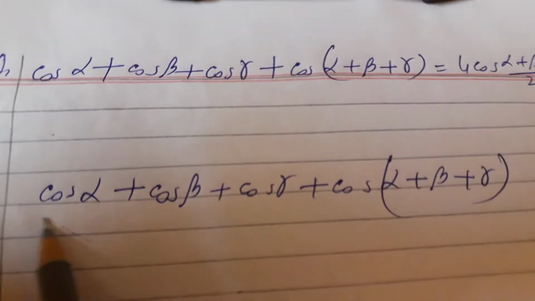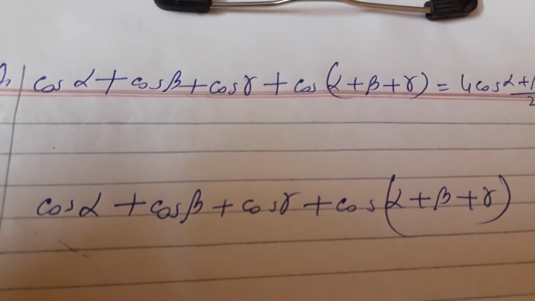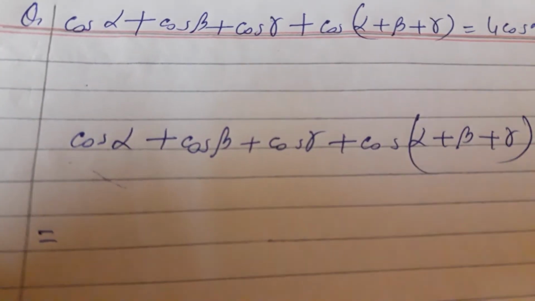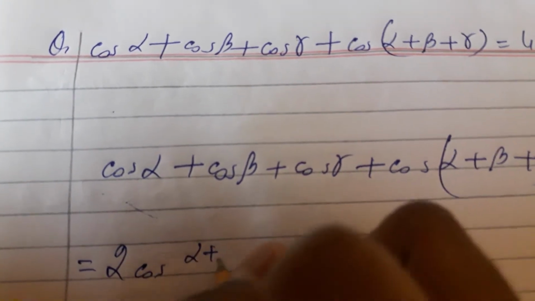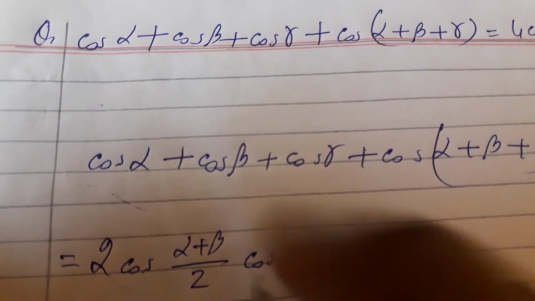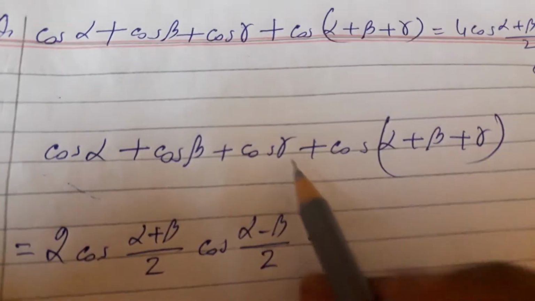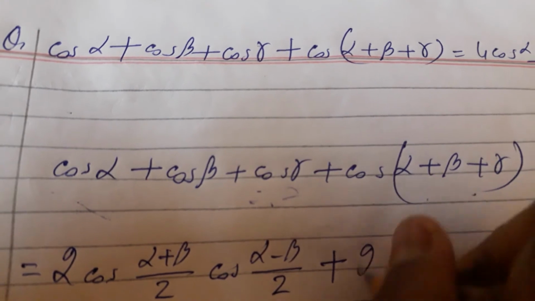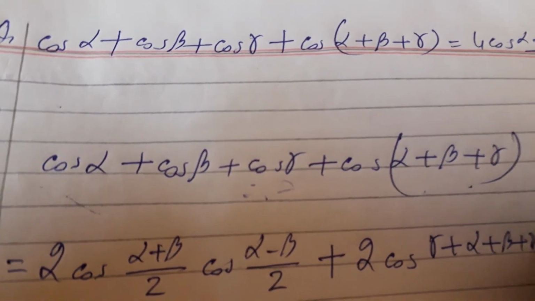See, here I have written cos alpha plus cos beta plus cos gamma plus cos(alpha plus beta plus gamma). So you have to only solve it simply by using the formula. Here cos alpha plus cos beta, you can write as 2 cos((alpha plus beta)/2) cos((alpha minus beta)/2). Plus, you have to simplify this. Suppose this is cos A and cos B, so you can write 2 cos((gamma plus alpha plus beta plus gamma)/2).